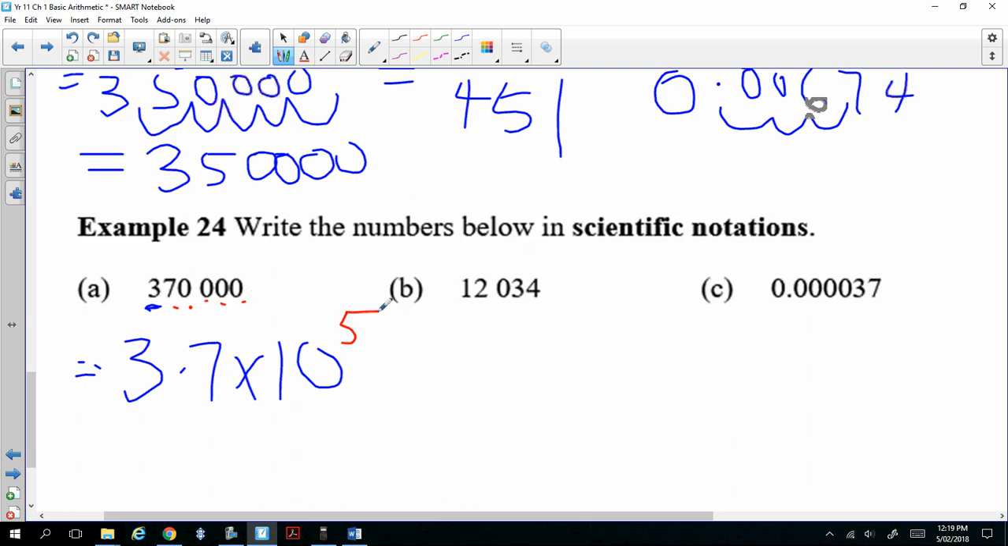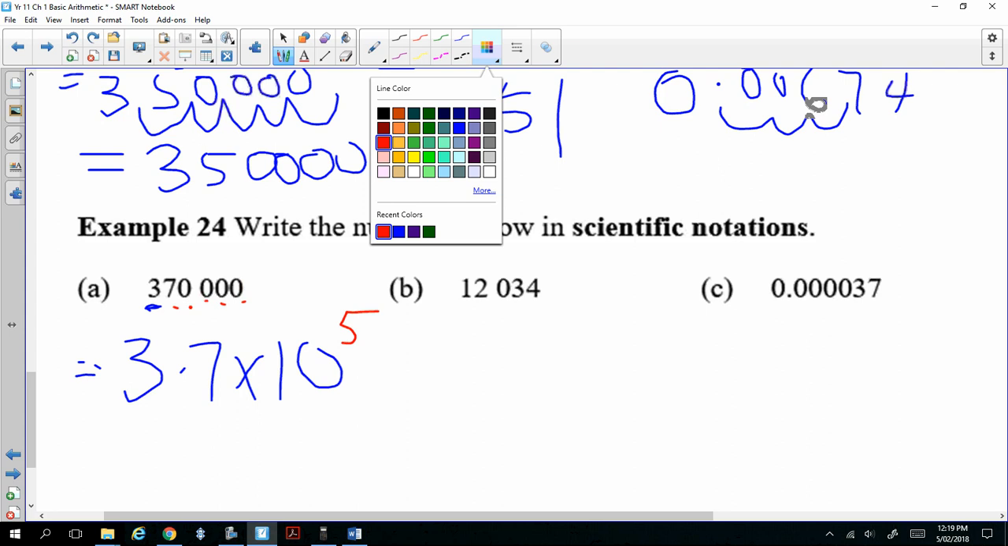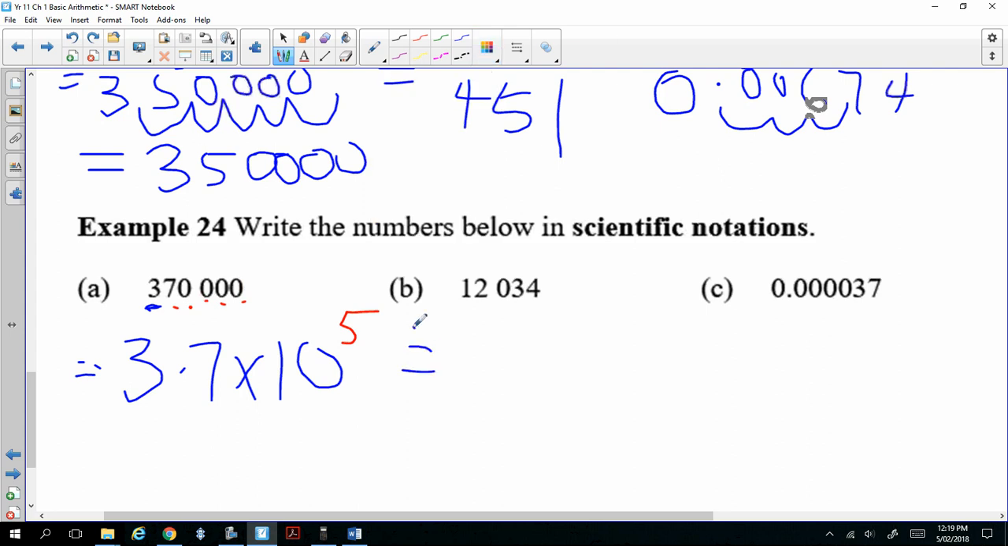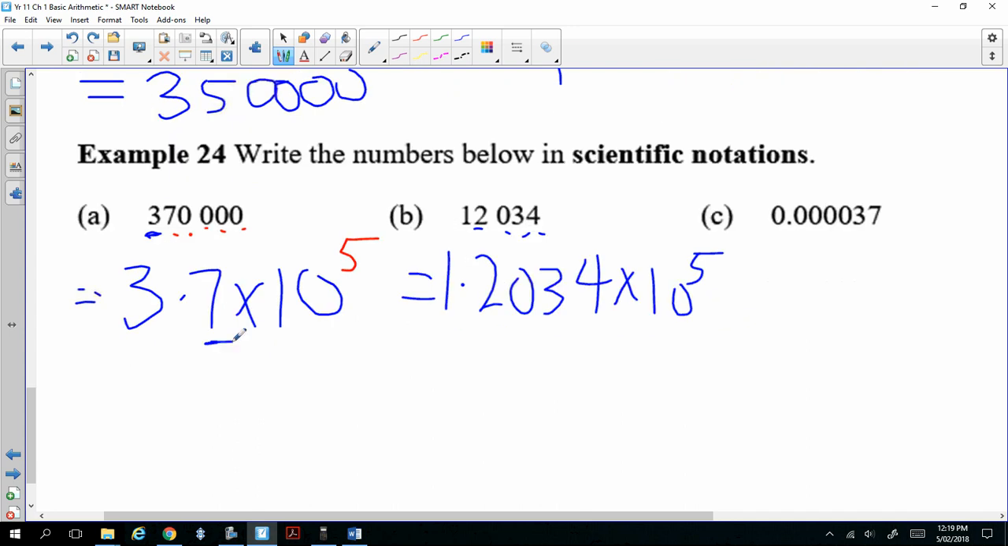Alright, try the next one. Equal. So you just put a dot after the 1, so 1.2, but you have to include all the digits. And then you write times 10 to the power of, count the number of digits, there are 5 digits. So you put 5. Okay? Notice that I don't write the 0 after the 7, but this one I do write the zeros. I do have to write all the digits because they are significant digits, but this one you just write 3.7. You don't need to write the zeros at the end.